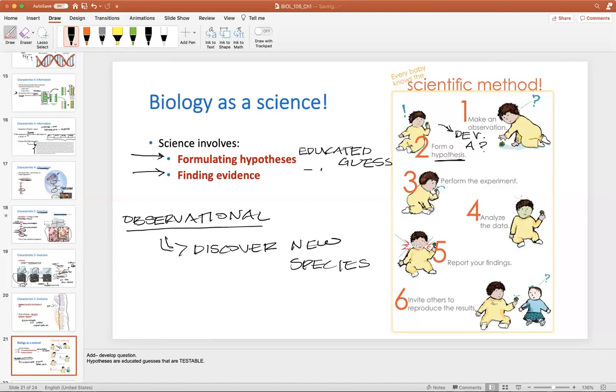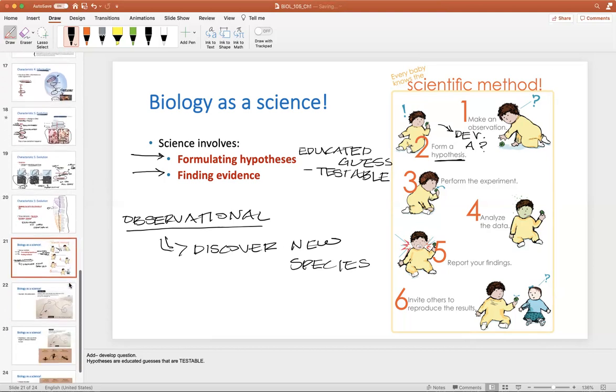And the really important thing about hypotheses is that they have to be testable. It has to be something that you can devise an experiment and test your educated guess, okay? So here, the baby's performing the experiment, which is eating the thing, analyze the data, it made him sick, report your findings, oh my goodness, and invite others to reproduce the results. Okay, so that's a really silly and oversimplified example, but let's take a look at what I think is an excellent example of the scientific method, and this is also documented in your text.